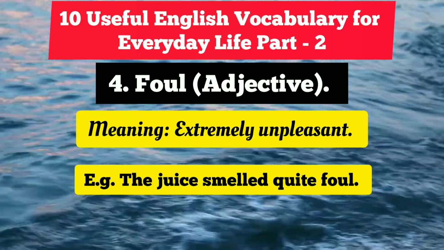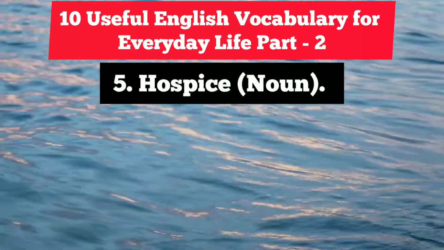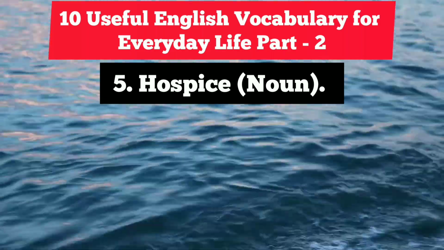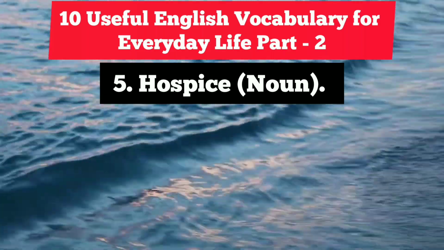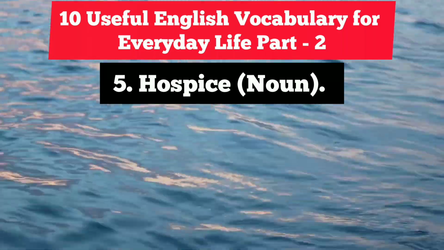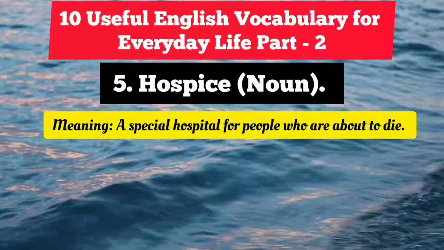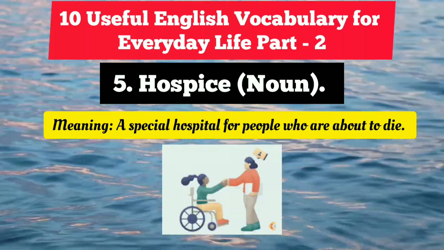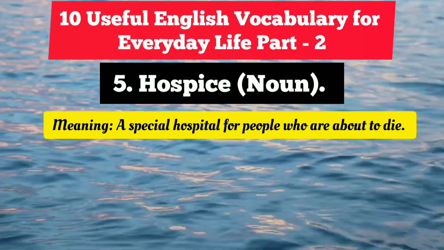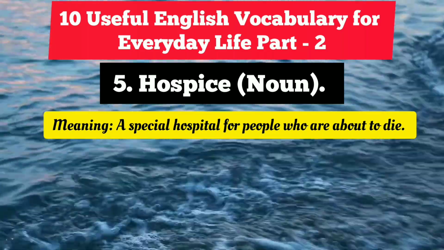So let's turn our attention towards the fifth useful vocabulary for today, that is hospice. So let me pronounce it once again. It's hospice. Hospice is a noun. Let me tell you, it's a special hospital for people who are about to die. These very diseased people who are about to die are normally kept in this type of special hospital, which is called hospice.